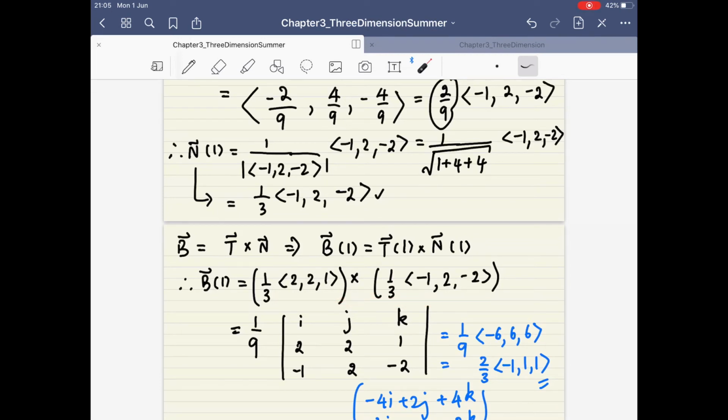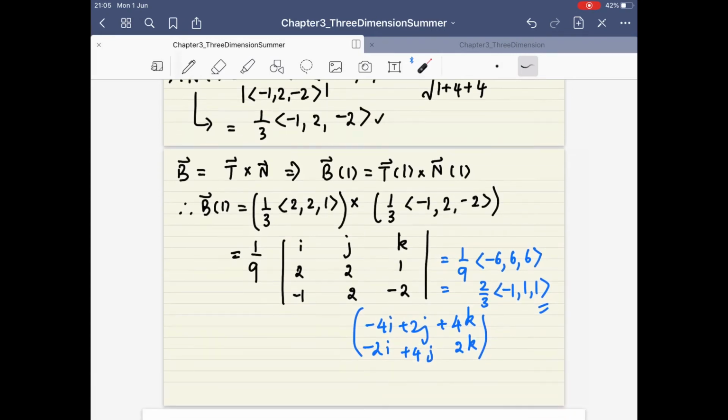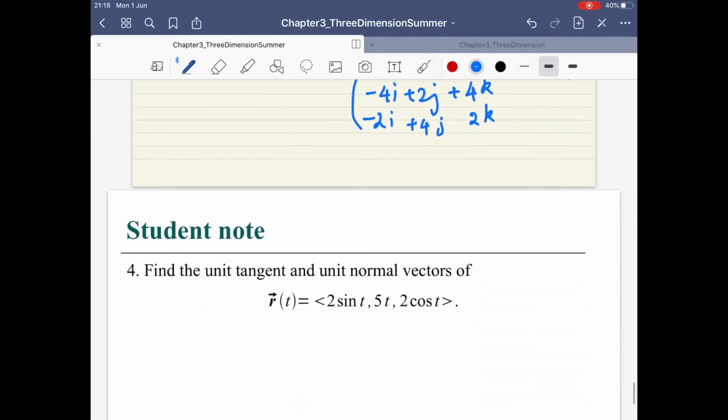Okay, don't just do it as a general T. You just use all these numbers to calculate your capital B. After you have done, that will be your capital B. But don't forget, you still need this factor, the 2/3 of negative 1 1 1. That whole thing will be your capital B. Okay, now look at the next example.